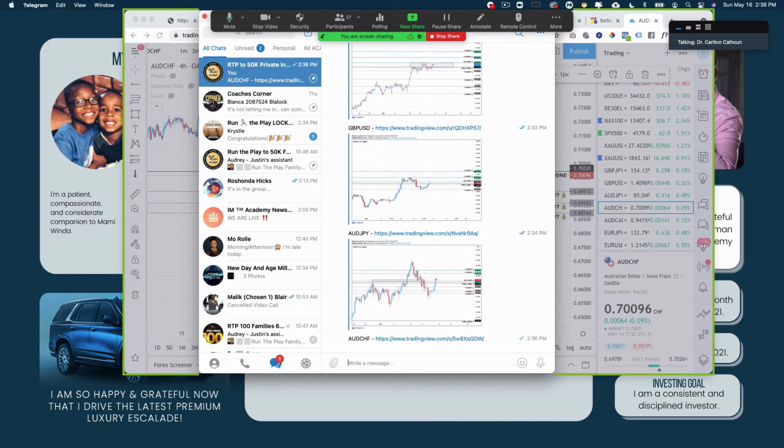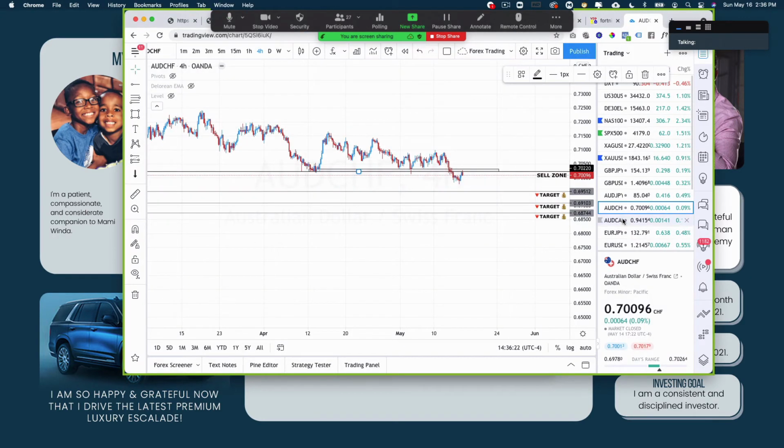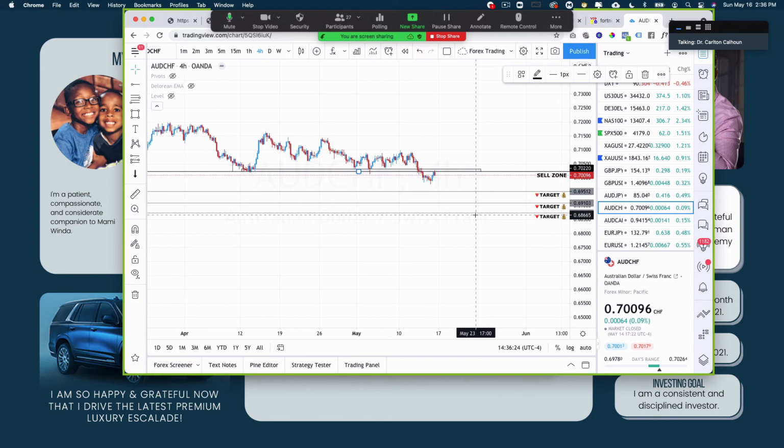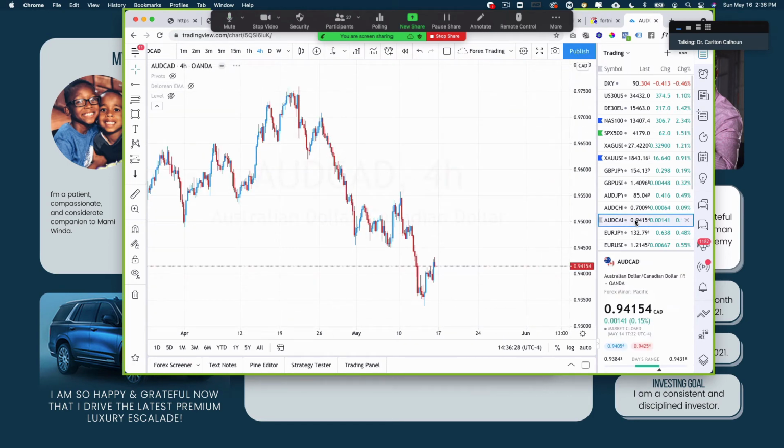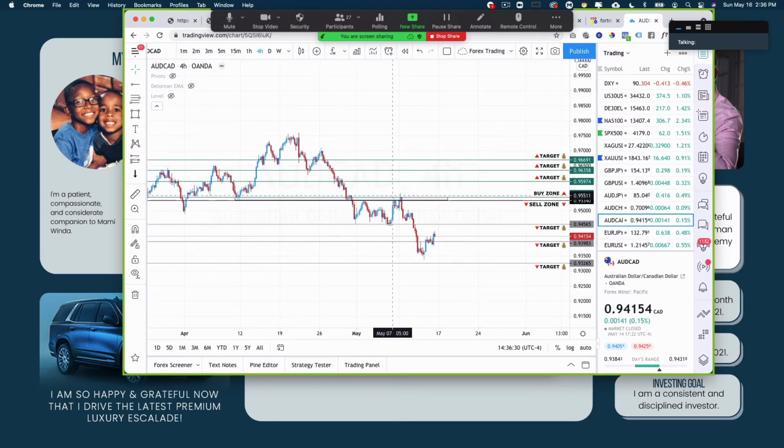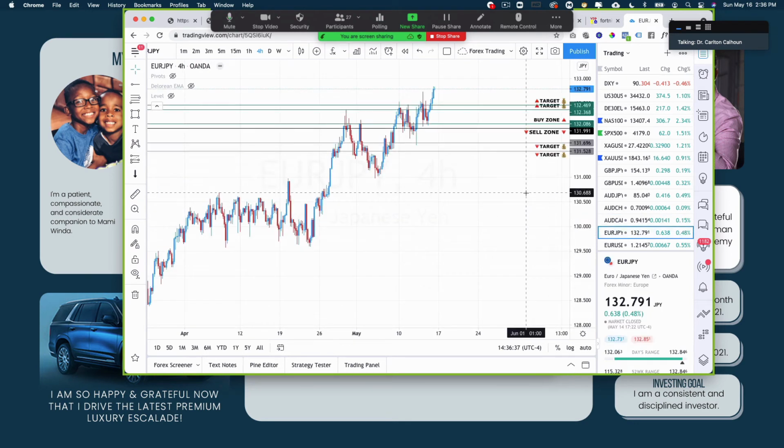AUD. That's when I'll have to come back. I just have a gut feeling that this is going to continue down, just like this one did. I think this is going to come back and hit target too. I'll come back to that one.